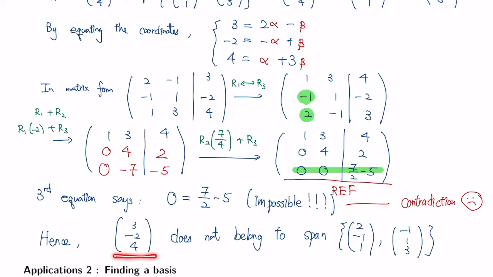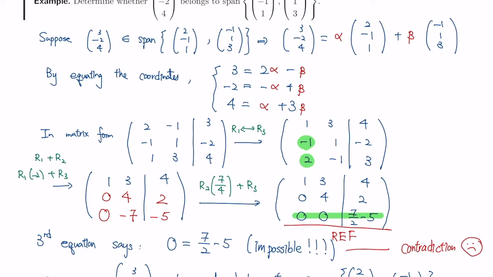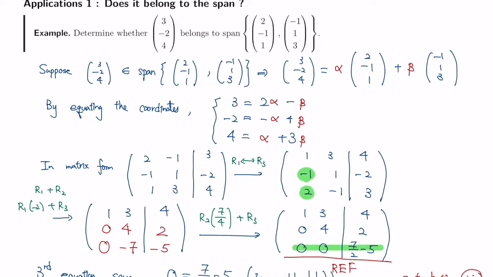Because if this belongs to the span, then using my calculation, I will have 0 equal to 7/2 minus 5, and this is clearly impossible. So this is an application of Gaussian elimination in determining whether a factor belongs to the span of other two factors, okay? You will see more examples like this in your homework question this week.